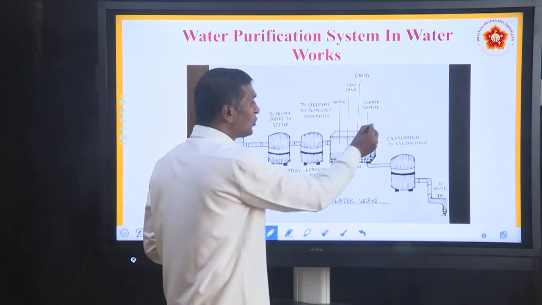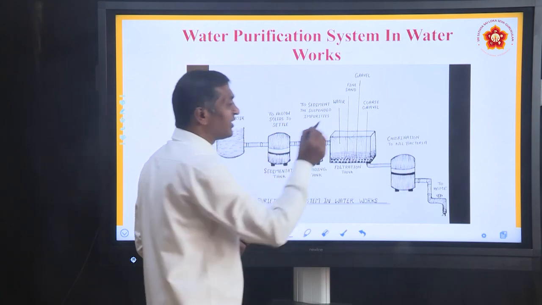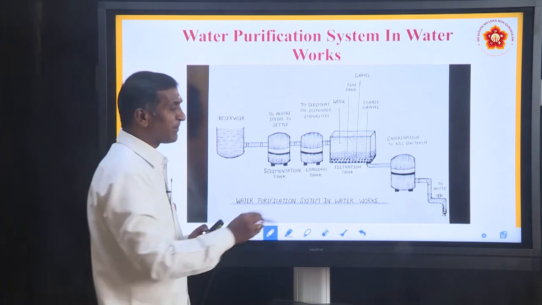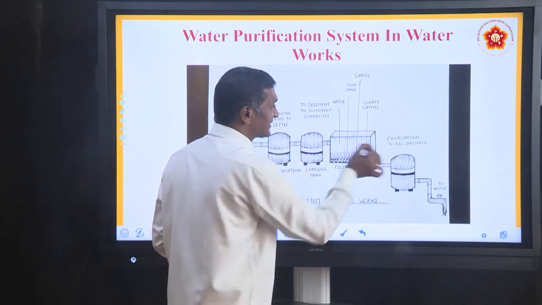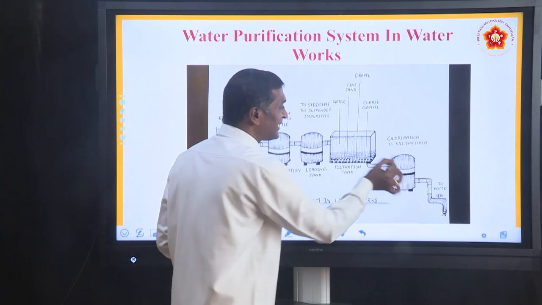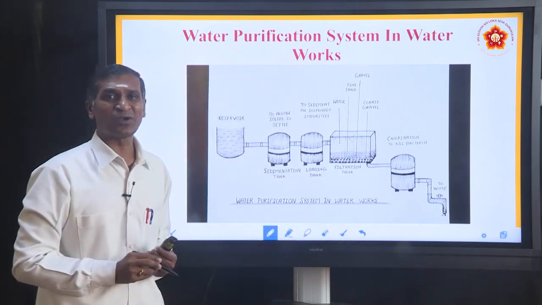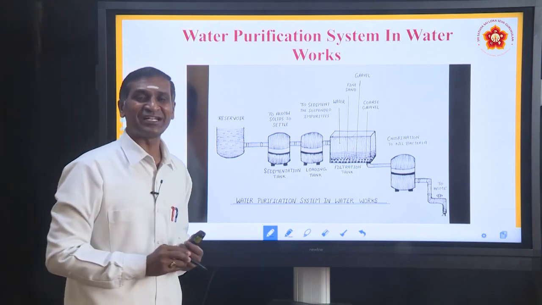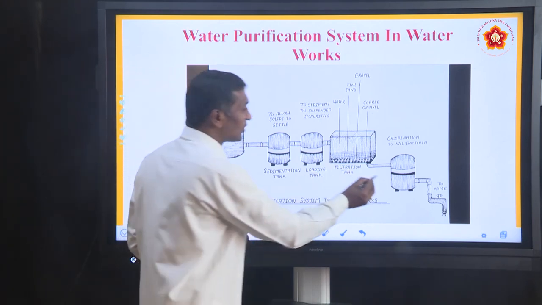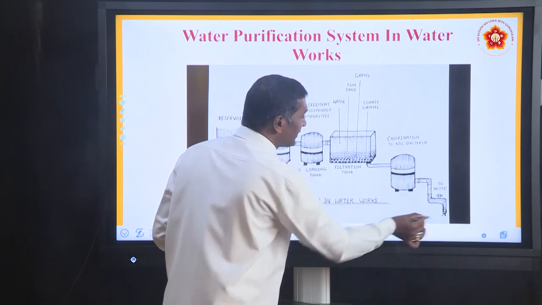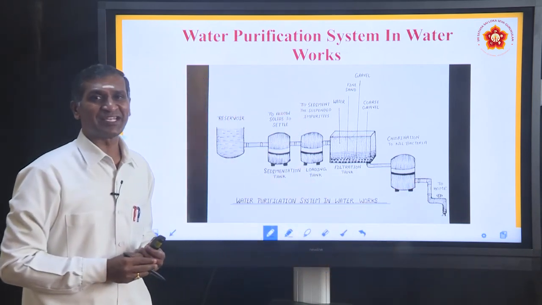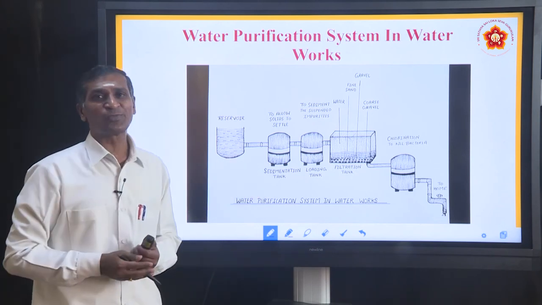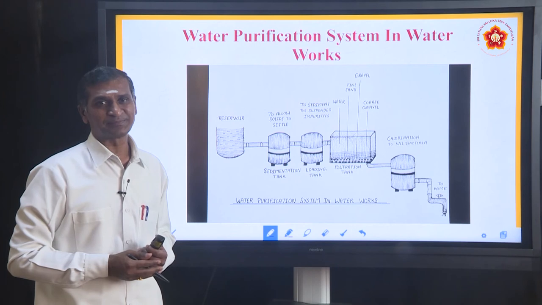To remove that, we make the filtered water flow into the chlorination tank by passing chlorine gas to kill the bacteria. And now the water is ready for drinking. We call that chlorinated water. That water is supplied to the homes through various pipelines. So, a simple method of purification of water.